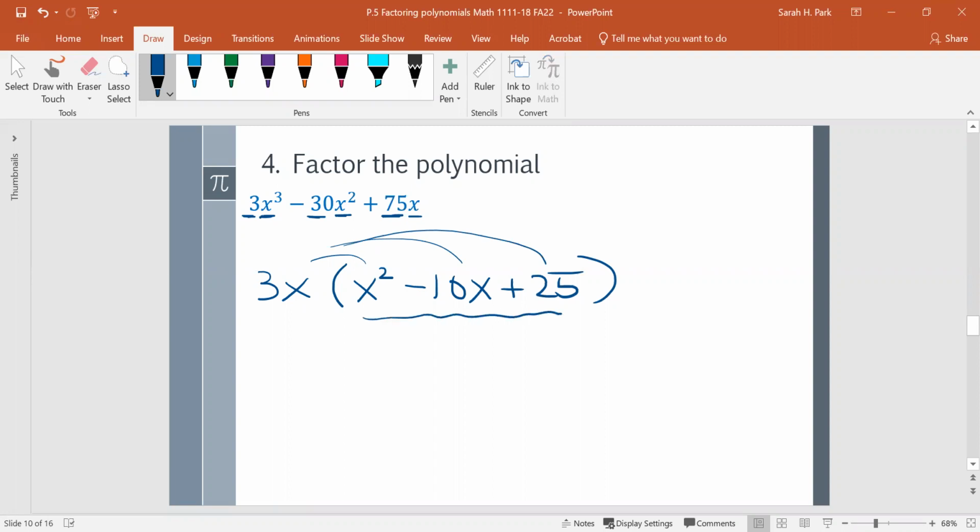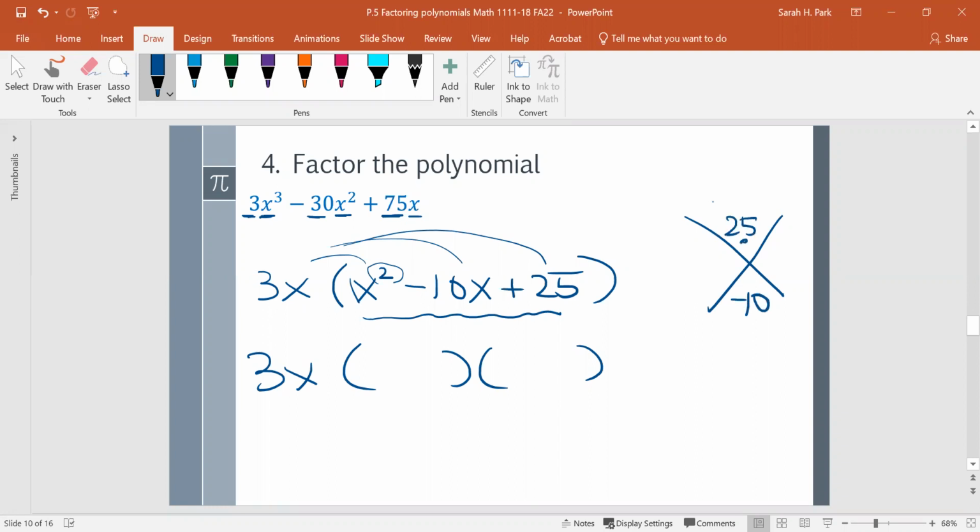So this is a trinomial, with an x squared. We're going to factor this now. The 3x is going to stay, and we're going to factor this into two separate factors. And here the last term is, here's 1x squared and the 25. So it's 1 times 25. Here's 25.